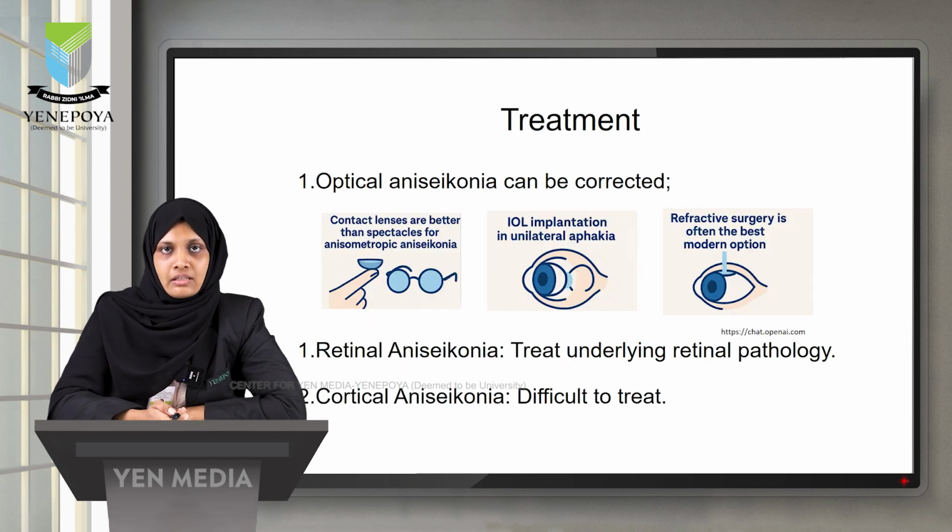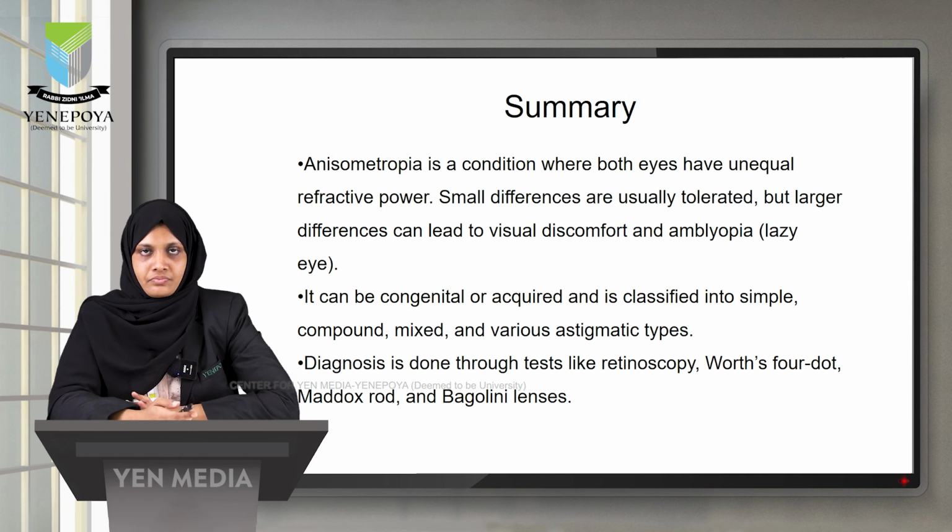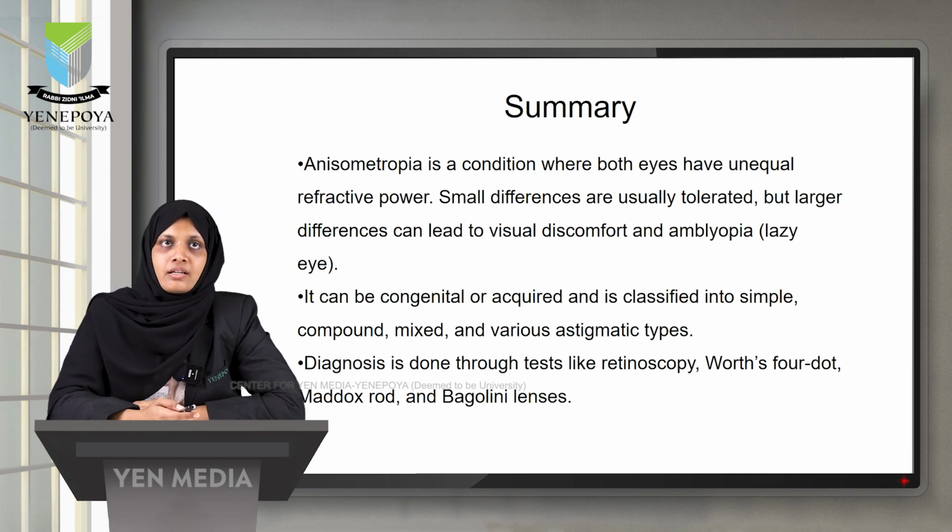Moving into the treatment options, optical aniseikonia can be corrected by using contact lens, which is better than spectacles, as well as IOL implantation in unilateral aphakia, and then refractive surgery. In retinal aniseikonia, we treat the underlying retinal pathology, and cortical aniseikonia cases are difficult to treat. So let's summarize this topic.